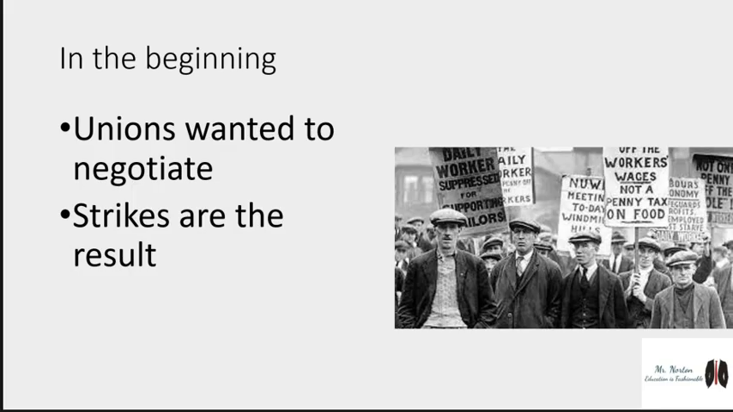So in the beginning, unions wanted to negotiate, and obviously employers don't, because the things that unions want are always going to be some sort of financial burden on the employer. And so what ends up happening is the workers do what they do best as far as trying to get their message across, and that's going on strike.